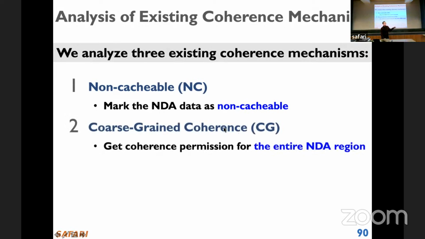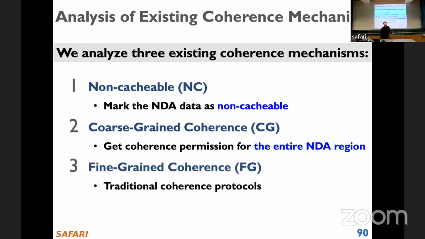Coarse-grained coherence is what we discussed earlier, basically. Get coherence permission for the entire NDA region. This could be a huge set of pages, right? It could be, I don't know, 10,000 pages. It could be 1 page. Basically, it's a coarse granularity coherence. This means that you get the coherence permission for the entire coarse granularity, and then you lock that, and then you work on it, and then you unlock it, and then somebody else can have it. And then fine-grained coherence is basically traditional coherence protocols like MESI that we discussed. In fact, it's MESI in this particular case.